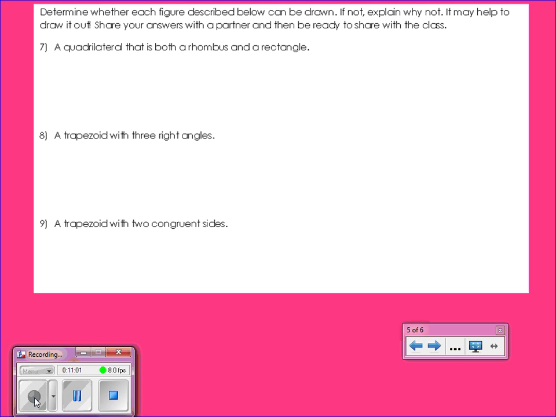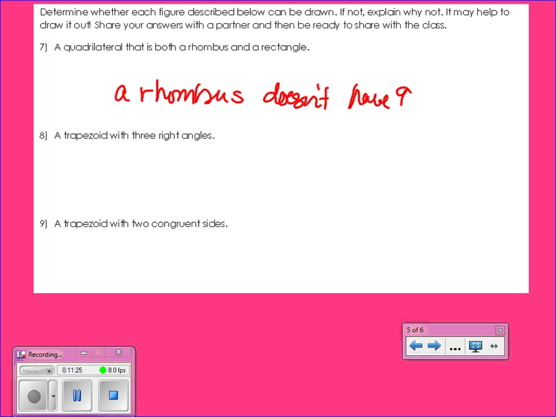Okay, so for number 7, a quadrilateral that is a rhombus and a rectangle. Can we do that? No. Why can't we do that? A rhombus doesn't have 90 degrees. Rectangles have 90-degree angles. That's why we can't draw it. A rhombus does not have 90-degree angles. Okay? Yes, Eva.